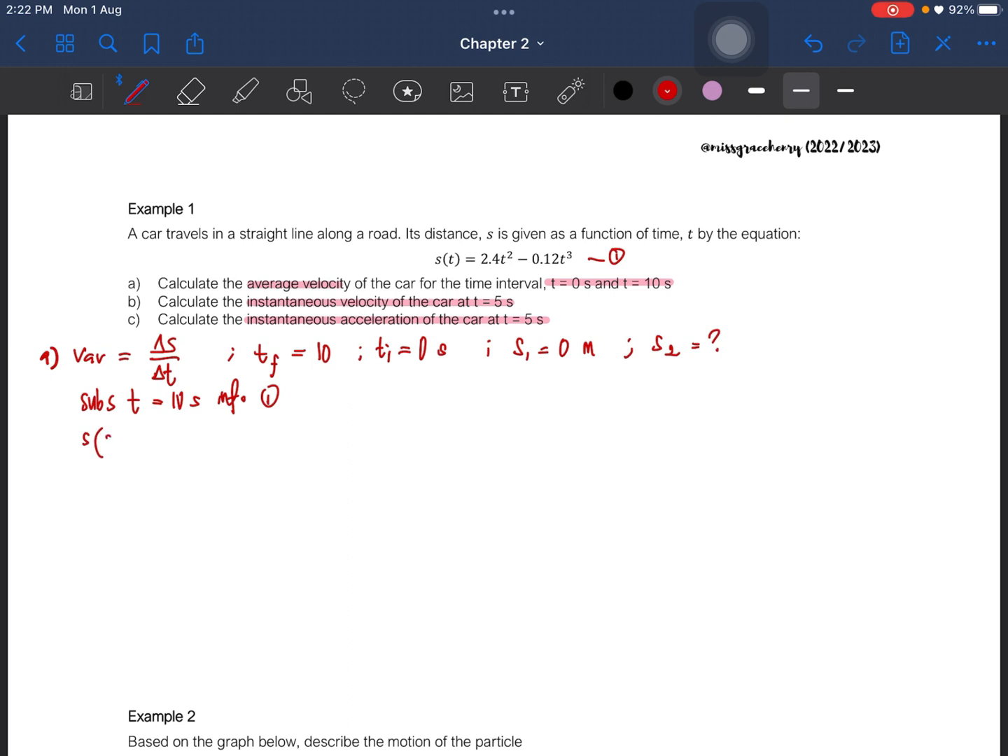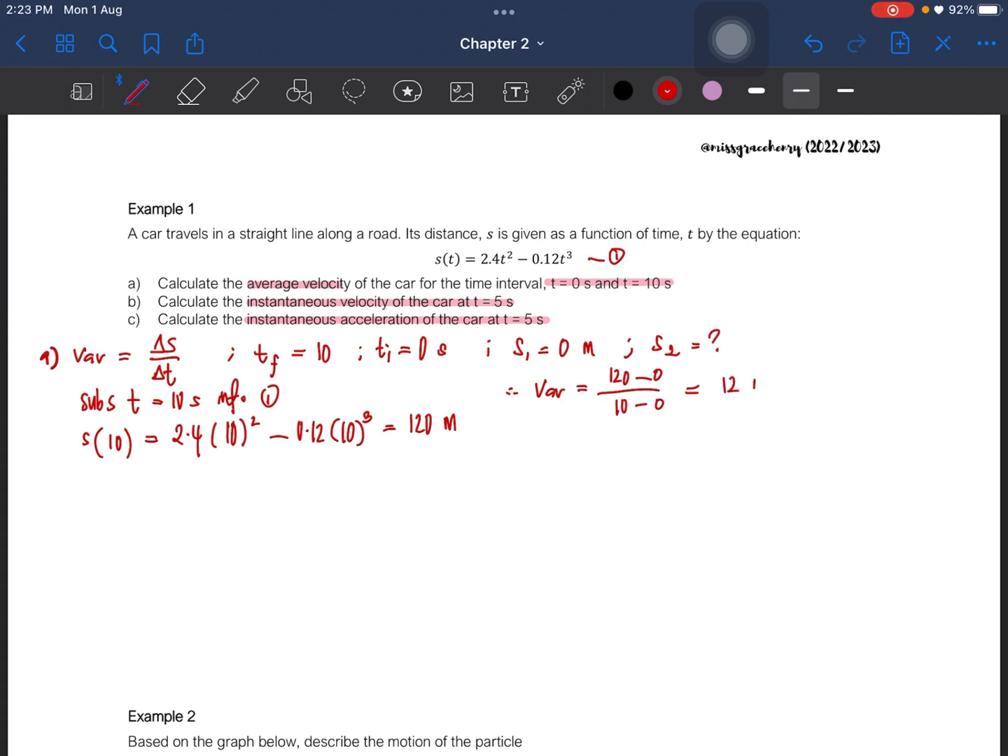From here we can get the distance at t equal to 10 seconds. 0.2 times 10 cubed, so this one we will get 120 meters. From here we can then calculate the average velocity, which is equal to 120 minus 0 divided by 10 minus 0.